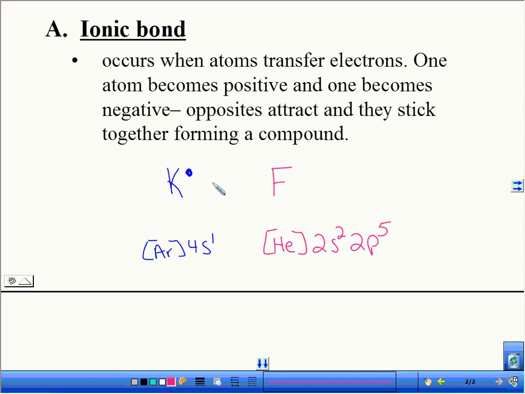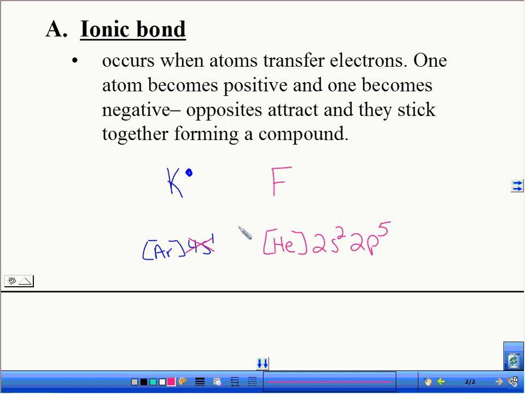Now if we look at this, potassium only has 1 electron in its outer energy level. In order to have 8, because they want that octet, it could either gain 7 or lose this 1. If it were to lose this 1 electron, look here, it's going to look like argon. And if it looks like argon, then that's a more stable configuration, looking like a noble gas. So it's actually going to lose this electron.